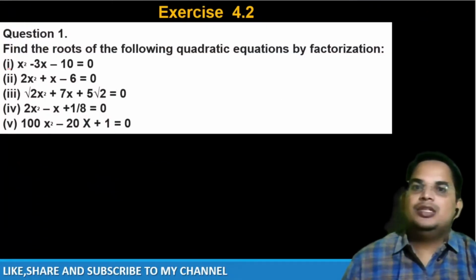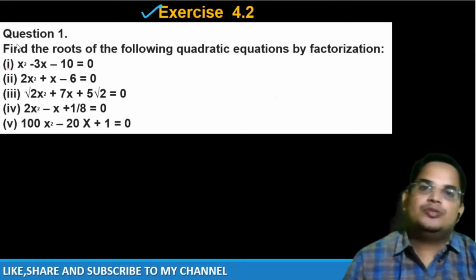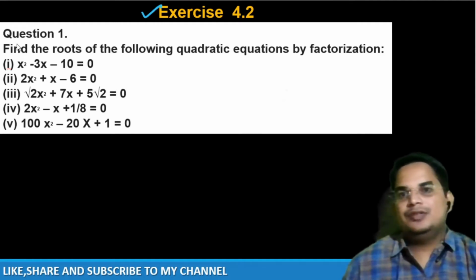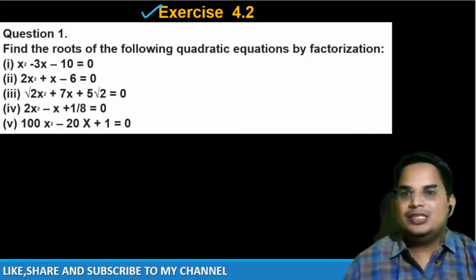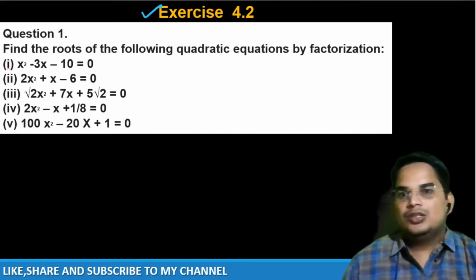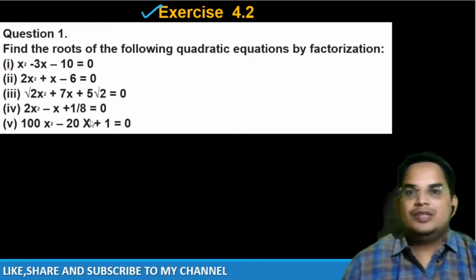So what is given here? Exercise 4.2. Question number 1: find the roots of the following quadratic equation by factorization method. Very easy method, as I told you, the factorization method is a very easy method. So I'm going to explain how to do this question, the first part.